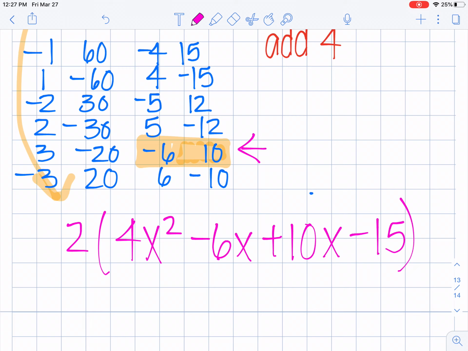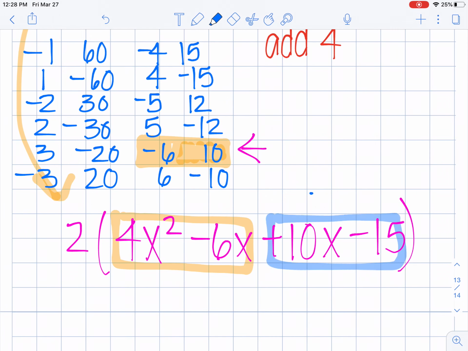Now you'll remember from the example that we did the other day, it doesn't matter if you write 10x plus negative 6x or negative 6x plus 10x, you will end up with the same answer. Now we are going to do what is called factor by grouping. We are going to make 2 groups. I want to look here at one group and here at my other group.